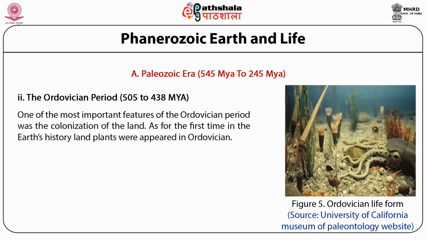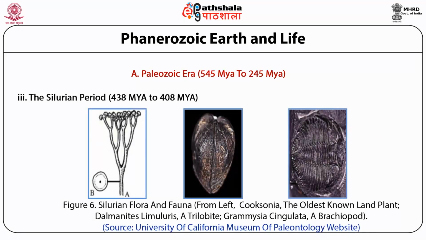One of the most important features of the Ordovician period was the colonization of the land. For the first time in early history, land plants appeared in the Ordovician. So Ordovician is characterized by high humidity in the atmosphere, glaciation, and land plants. The Silurian period.